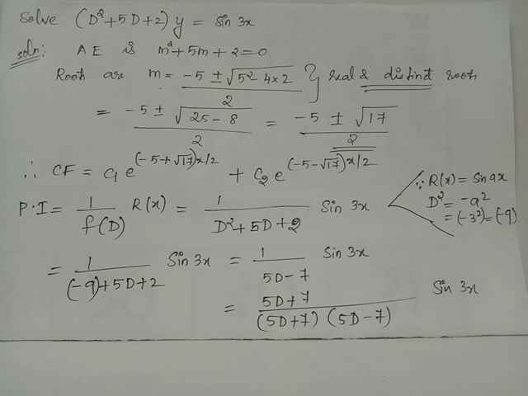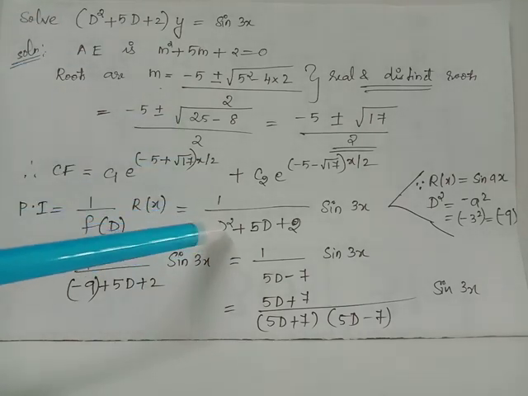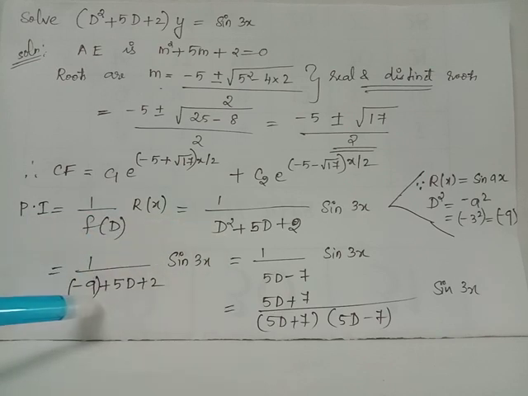Now we will have to evaluate the particular integral, which is obtained by operating 1 / f(D) on the RHS, where the RHS is of the form sin ax. Here, since we have a sin ax or cos ax function, we will replace capital D² using negative of a², where a is the coefficient of x which appears inside the sine or cosine function. Here we have a = 3, so negative of a² will be negative 3², which is negative 9. Therefore, here capital D² will be replaced by −9.